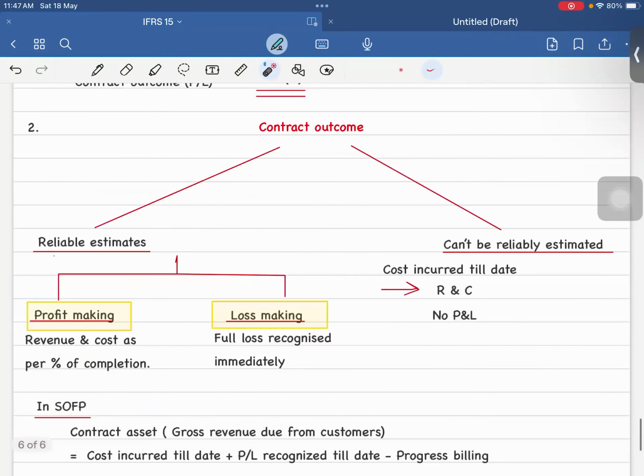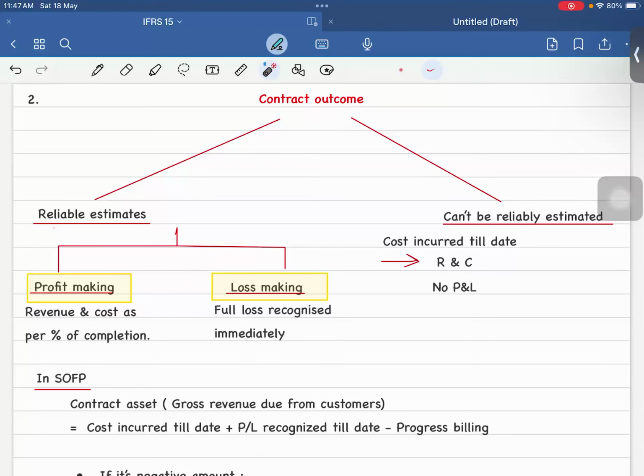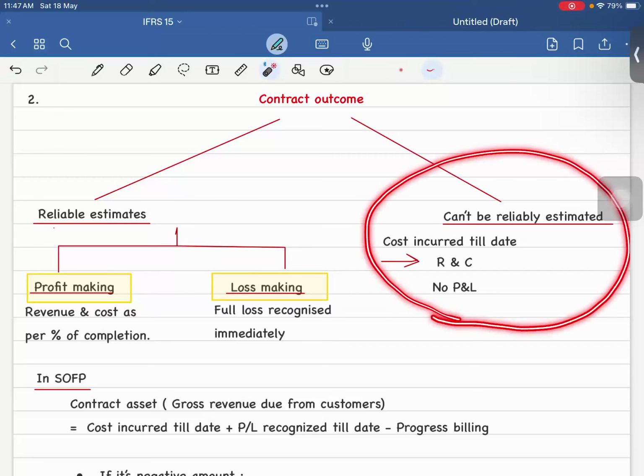The next case is where the company is in a contract which is loss making and it is certain that it is going to be a loss. In that case, that loss is not going to be spread or recovered over time. No, it is going to be recognized immediately. Even before the construction takes place, or in the middle of construction, if you already know it is a loss making contract, you're going to recognize the loss immediately. Clear?